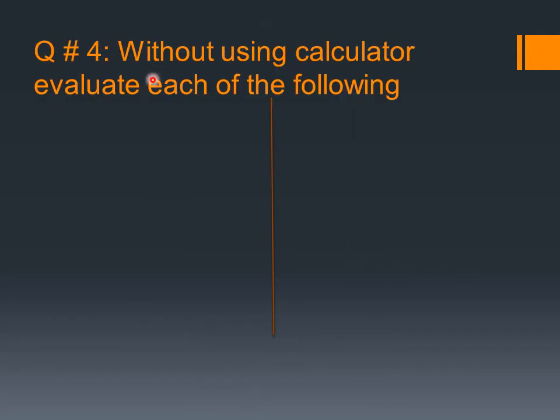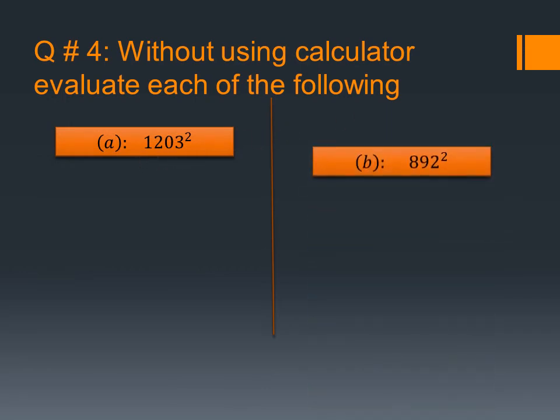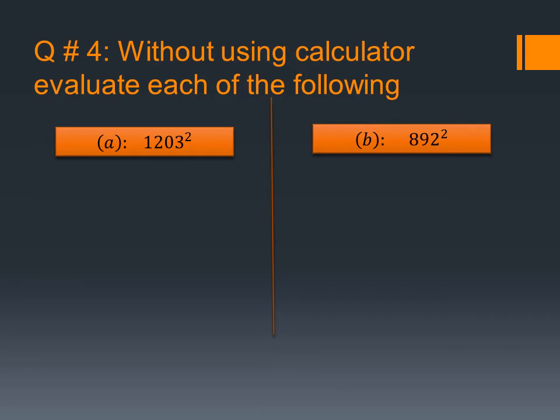Fourth part of the question. Fourth question is, without using a calculator, evaluate each of the following. Question given is 1203 whole square and its part B is 892 whole square.